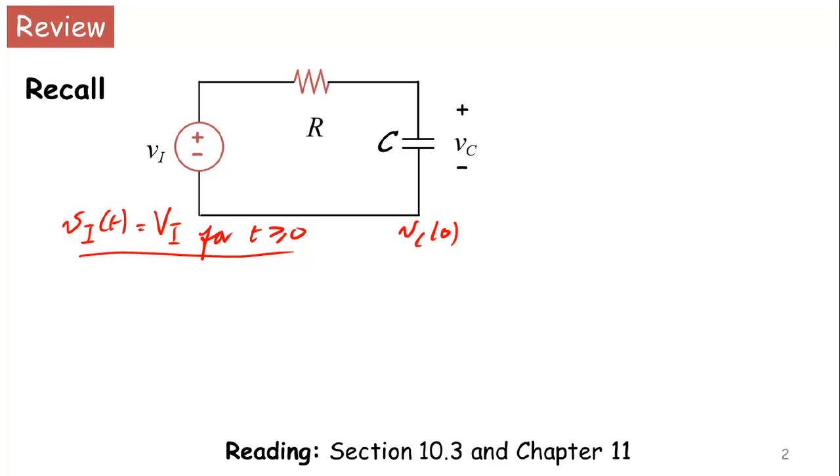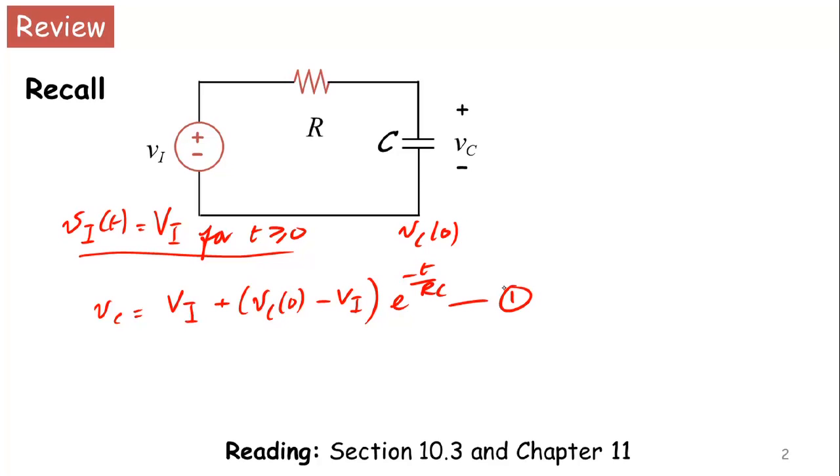So for a circuit like this, we went ahead and did the analysis, and we saw our canonic expression for the capacitor voltage Vc, and that was given by Vi plus the initial condition on the capacitor Vc of 0 minus Vi, times e raised to minus t over RC, where RC was the time constant. So this was a canonic equation that governed how an RC circuit like this behaved. I also want to remind you the reading for all of this stuff is section 10.3 of the textbook.